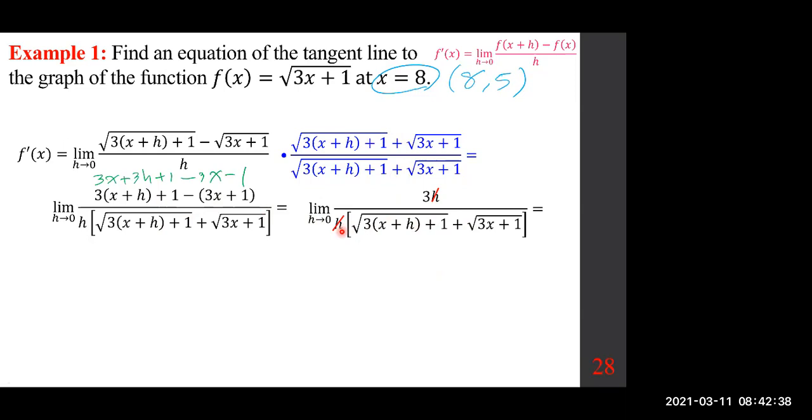Now, if you replace the h with 0, what happens? This becomes square root of 3x plus 1, which is the same as this one. So you get 2 of this. Now, what is the slope? Plug in 8. We already have seen when we plug in 8, this becomes 5. So 3 over 2 times 5, or 3 over 10. Okay. 3 over 10. It's very straightforward, class.